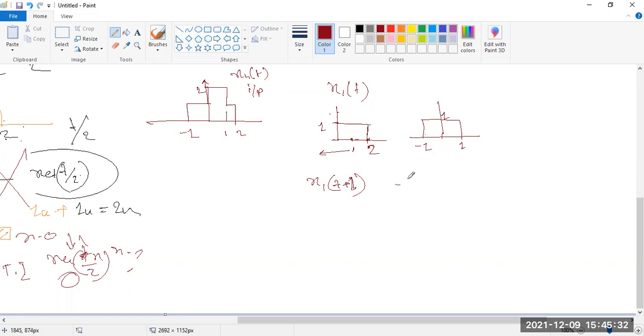Just if I add this signal, what happens? You can see here is 1 by 2, that is 1 by 2, and I am doing this signal in this way. And if I do this, this signal is there, that is -1, that is 1.